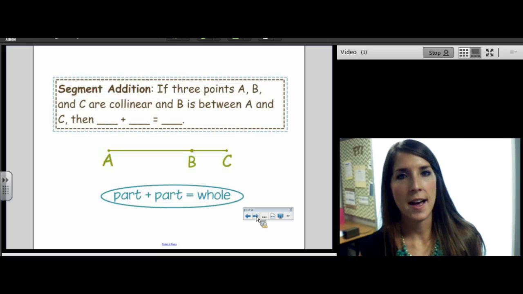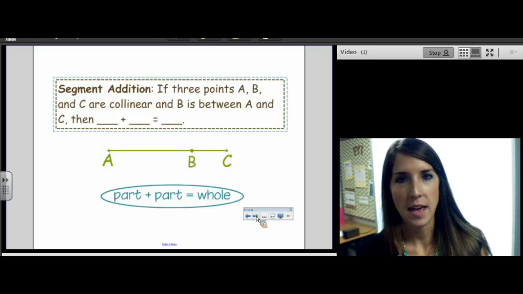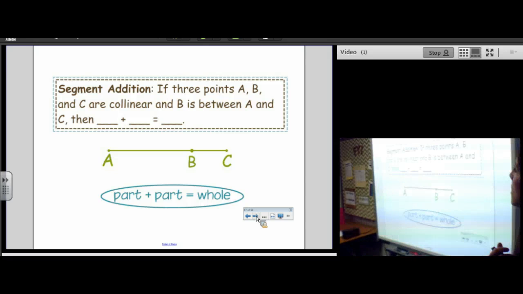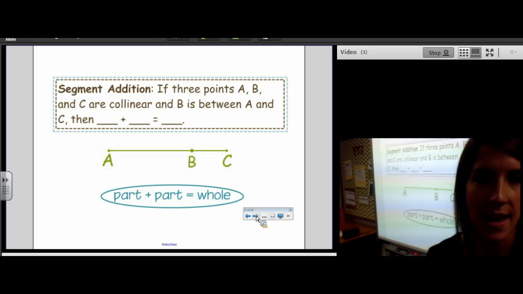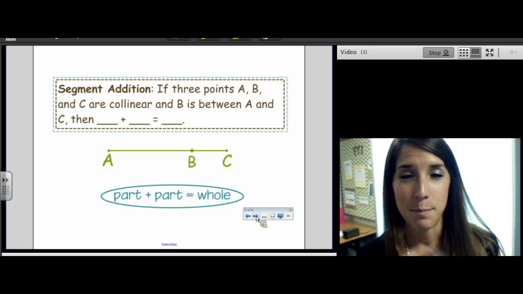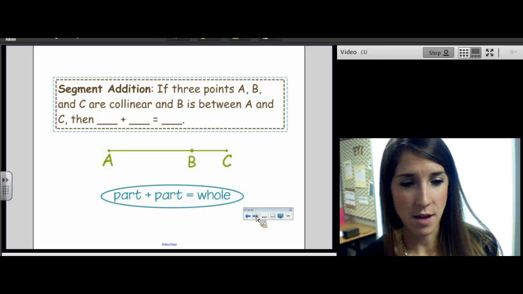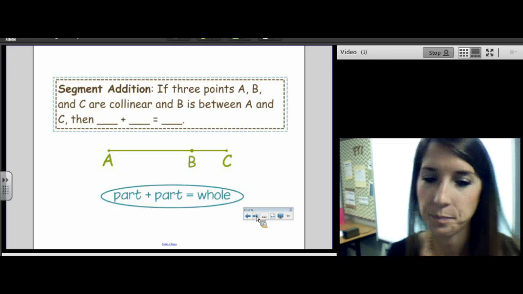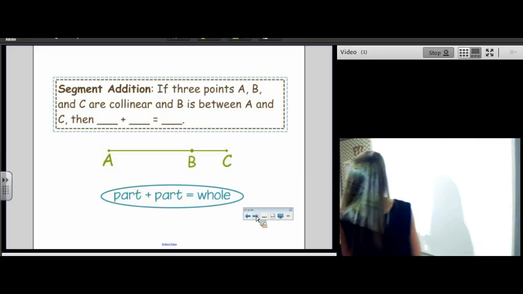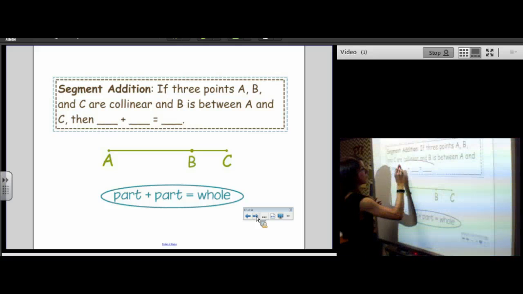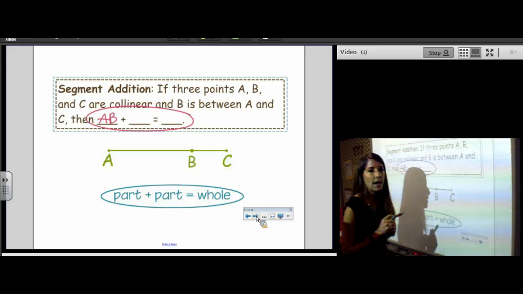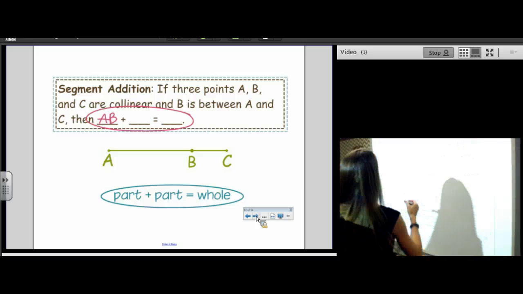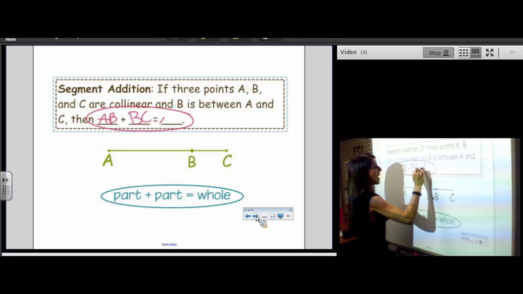Here's our last vocab word of today, and then we'll do practice problems. Segment addition. If 3 points A, B, and C are collinear, and B is between A and C, then blank plus blank equals blank. So this one is part plus part equals whole, and I bet you've heard that before. Okay, go ahead and go. So if I wanted to write a segment addition statement, that's what this is, a segment addition statement, I would say AB plus, good job, BC equals AC.